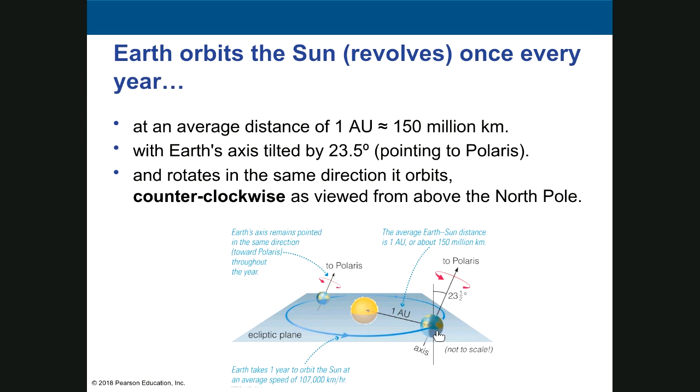Now, I want to do a little sidebar here. You'll notice they introduced this one AU. So this AU is called the astronomical unit, all right? That's an important quantity. Almost all of our distances can be related to this astronomical unit or based on it, and it's the distance from the Earth to the Sun.